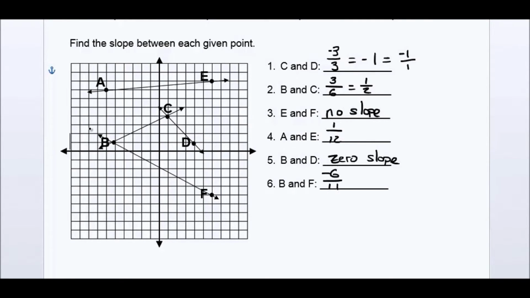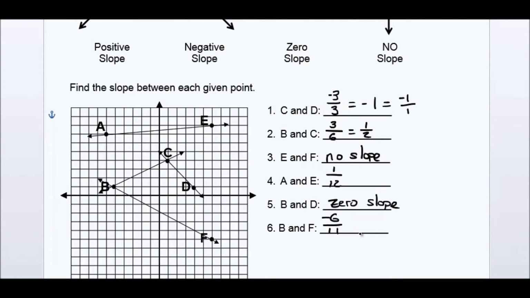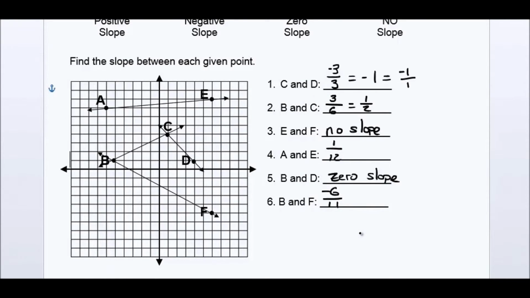Okay, let's do that again just to make sure. We went down 6, 1, 2, 3, 4, 5, 6, and then to the right, 1, 2, 3, 4, 5, 6, 7, 8, 9, 10, 11. That's right. Down 6, 11 to the right. So our slope is negative 6 over 11. So this is finding the slope by looking at 2 points on the line. You do the vertical change divided by the horizontal change, the rise over the run.